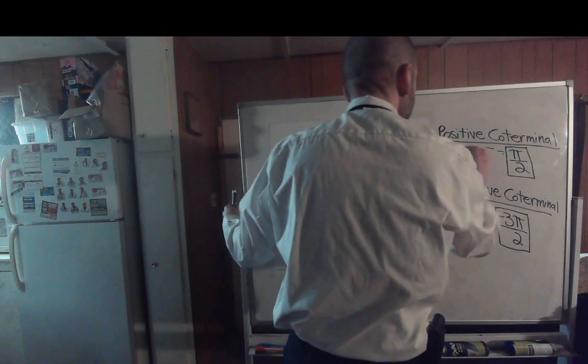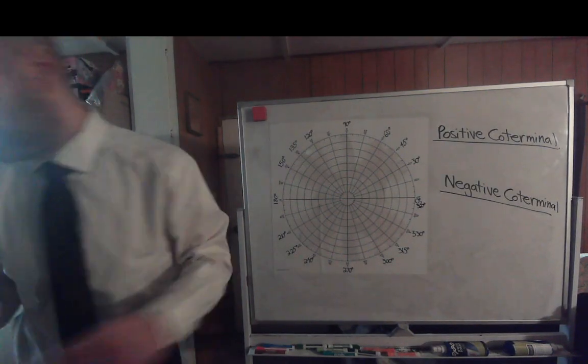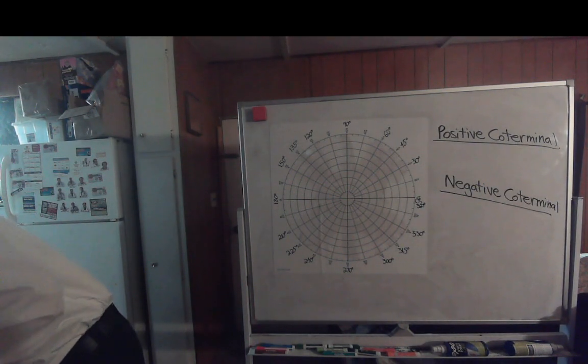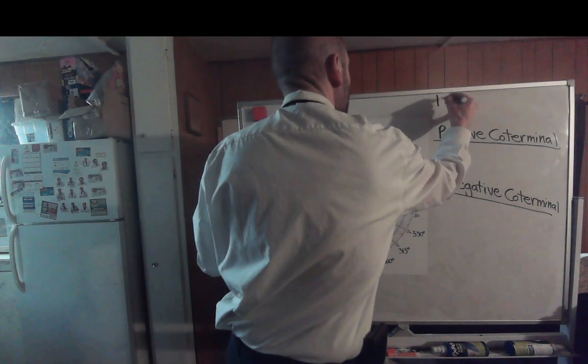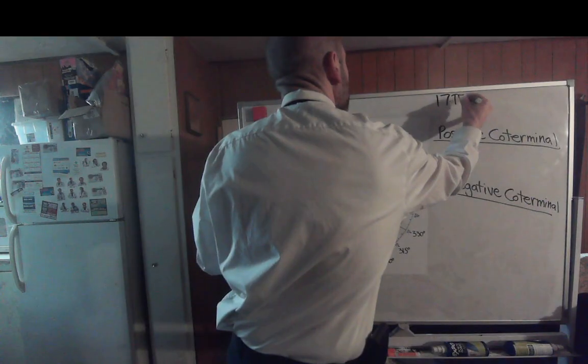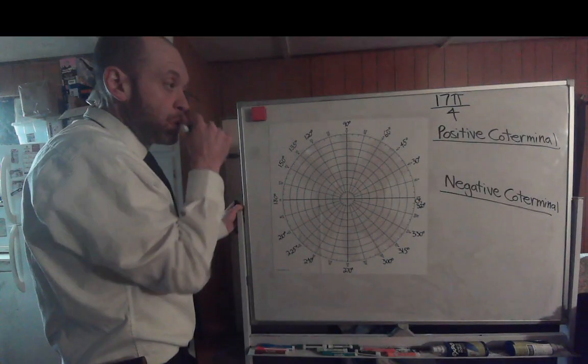Alright. So some of these will have multiple answers. Now what if I have 17 pi over 4? So I've been given 17 pi over 4 radians, okay?